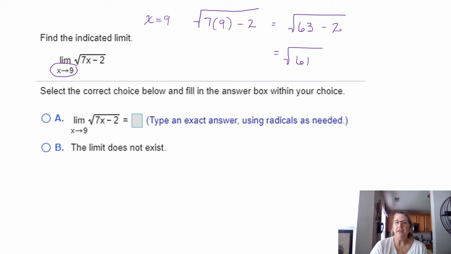Before you do anything, pause, and you know that we're not going to choose B because we obviously have a limit that exists, but we're going to choose A, and it tells us it wants us to use radicals in our answer. So we're not going to figure out what the square root of 61 is. We're simply going to type in the square root of 61. And so that's our limit as x approaches 9.